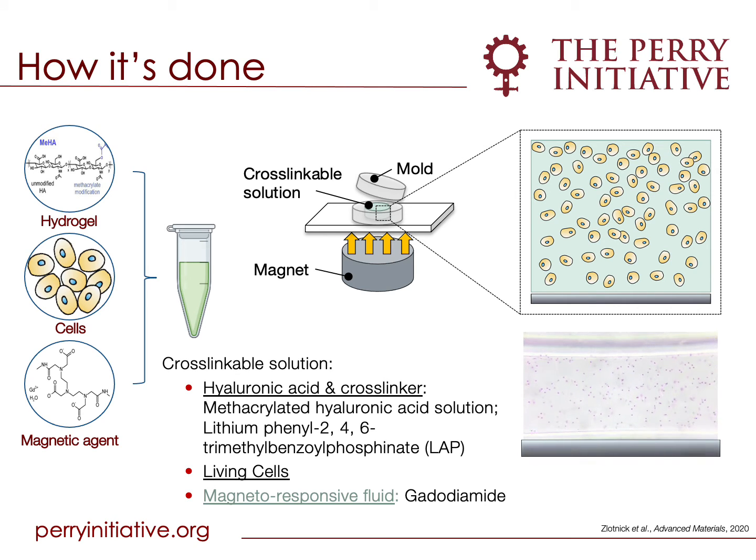Over time, the cells moved away from the nearby permanent magnet, as you can see in this video. After achieving the gradient of interest, we exposed the material to a UV light to cross-link the gel and lock in cell positions.